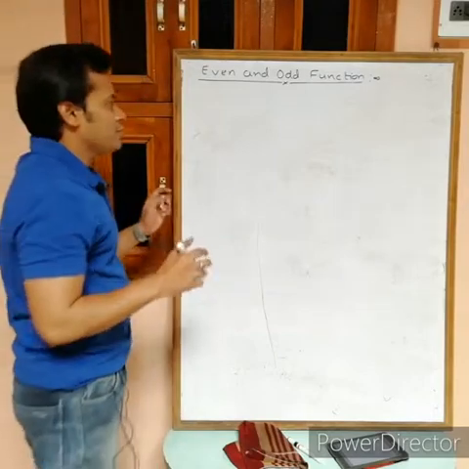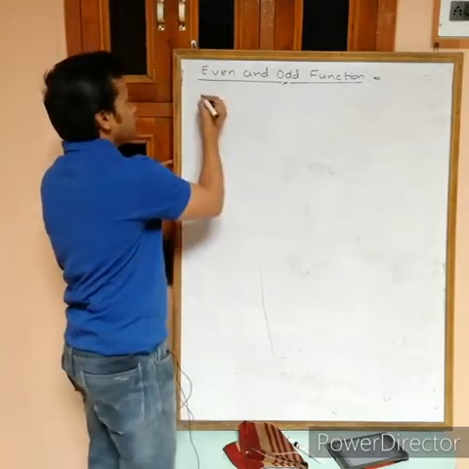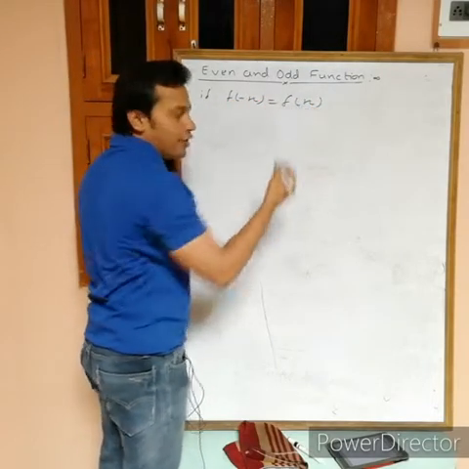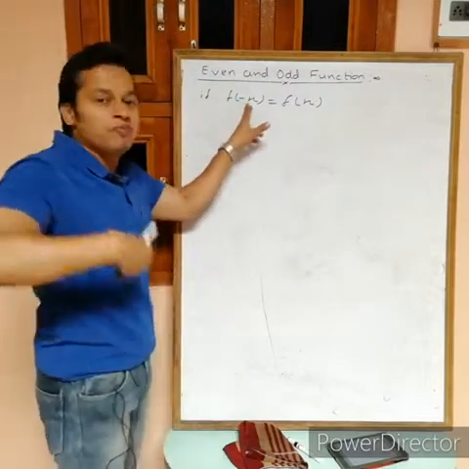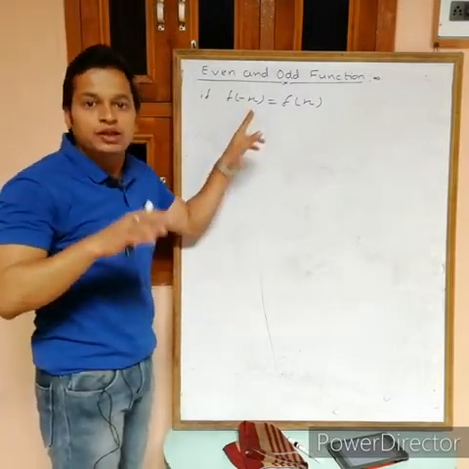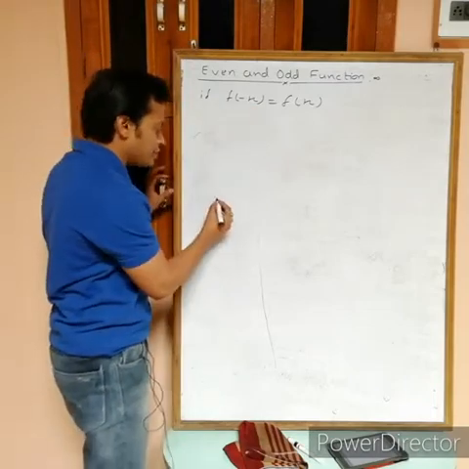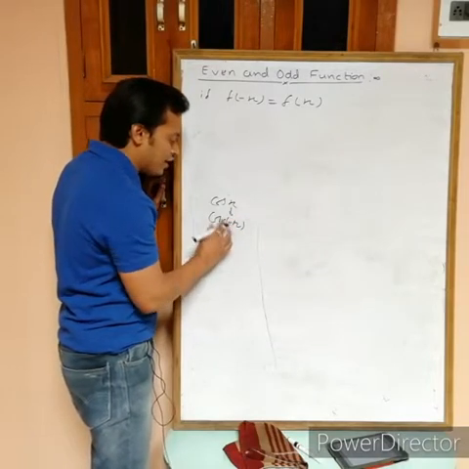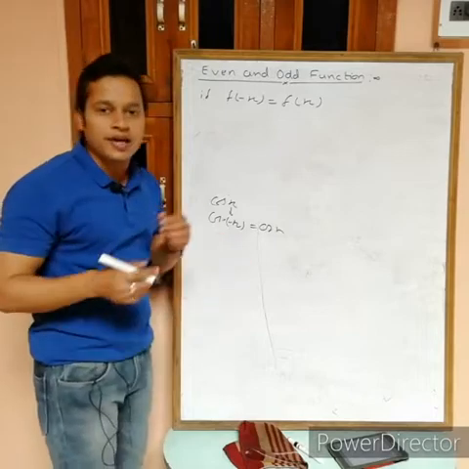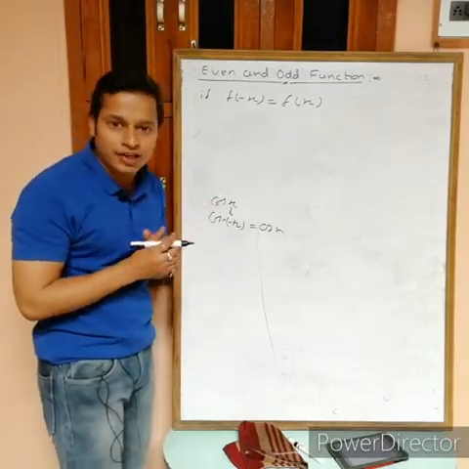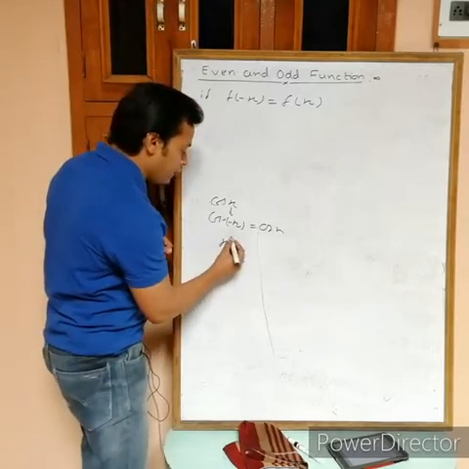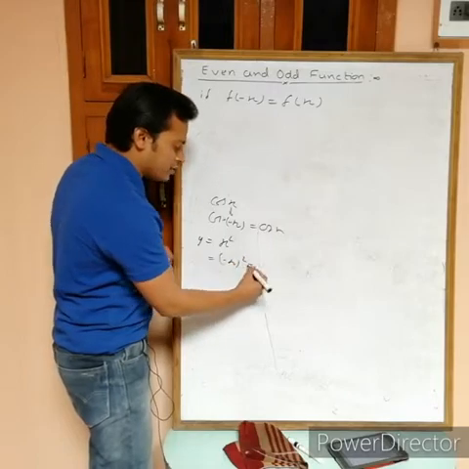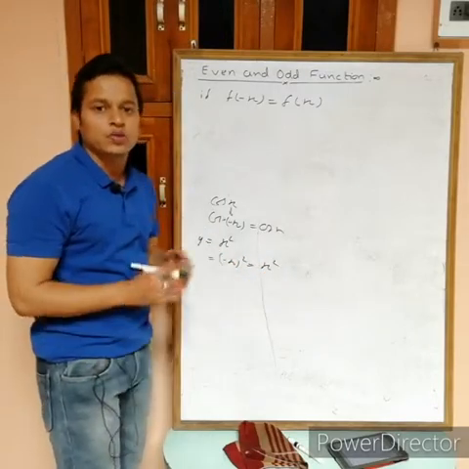Okay, so simple thing now, I am just writing directly. So see, if f of minus x is equal to f of x, it means if you are replacing x with minus x but we are getting the same function, then the function is an even function. For example cos x: if you replace x with minus x, then also we are getting the same thing. Cos of minus x is equal to cos x, so cos x is an even function. Similarly, if you are taking y equals x square, if you replace x with minus x, minus x square is also equal to x square, then again this one is an even function.